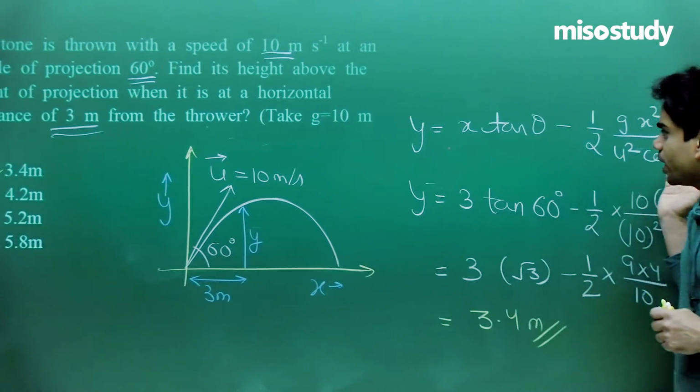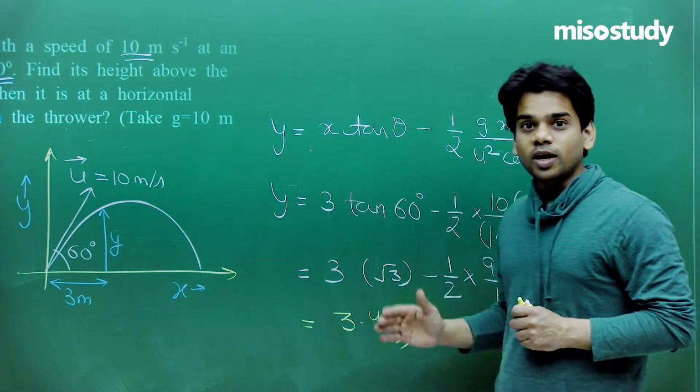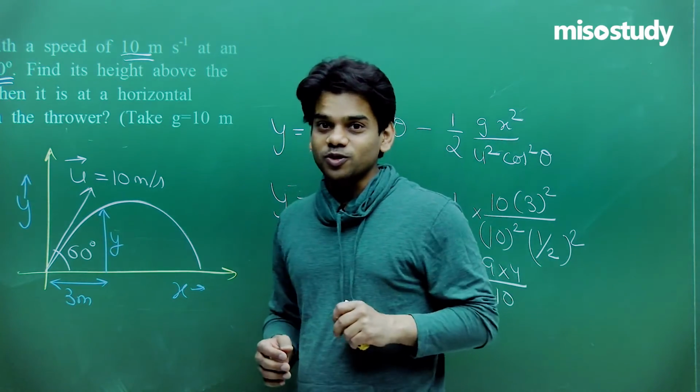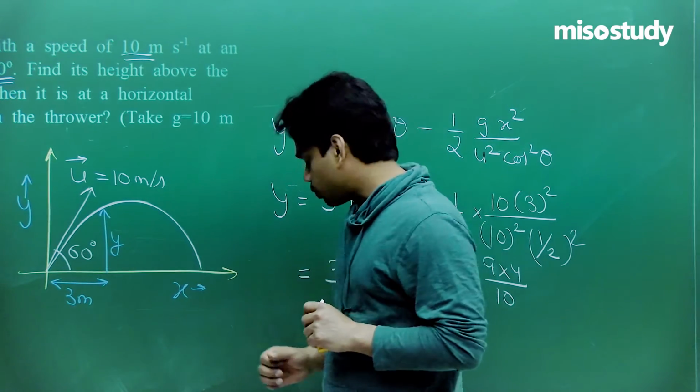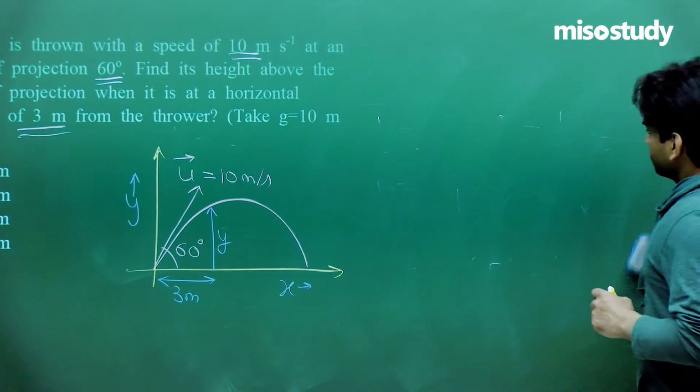Use the formula for the trajectory path. We have learned this formula. This is what you have to apply. People don't remember this formula. I have told you, do remember this formula also and see how we have used it in this problem. Let's go ahead with the next one.